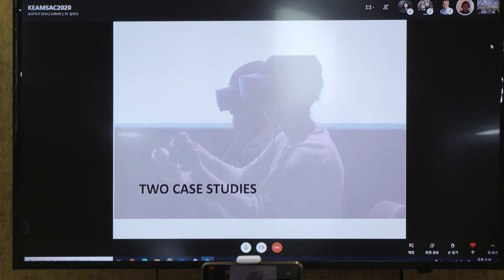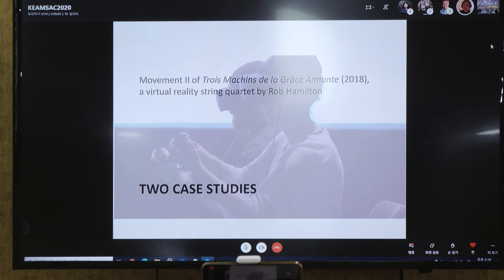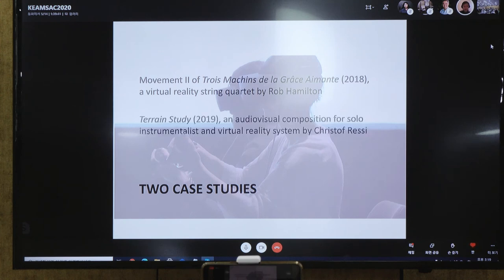In my paper, I did this by looking in detail at two different case studies. The first one was Moving to Tramachamp de la Grasse et Monte by a virtual string quartet by Rob Hamilton, who composed this work for one of our GAPPP periods. And this is what I will introduce you to today. Terrain study, an audiovisual composition for solo instrumentalist and virtual reality system by Christoph Bessel.